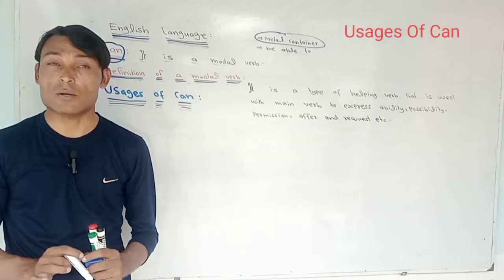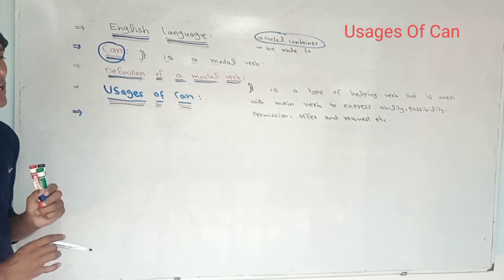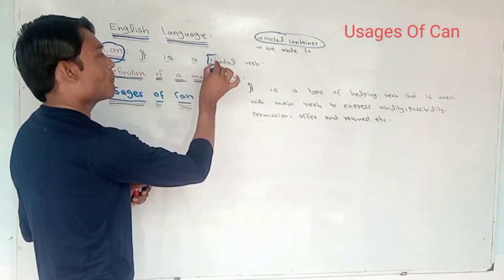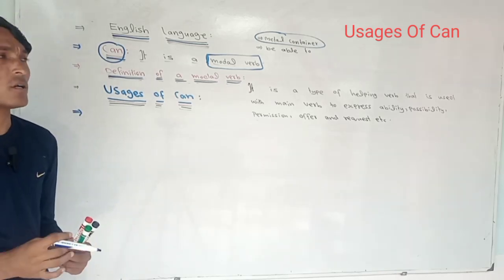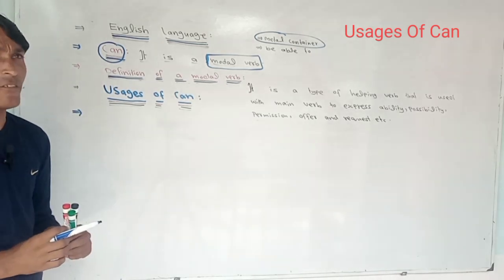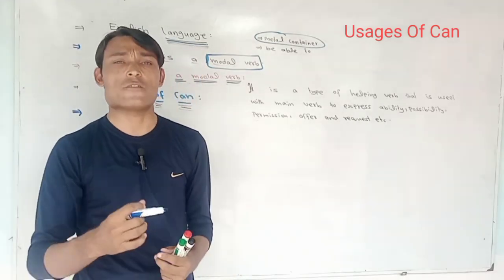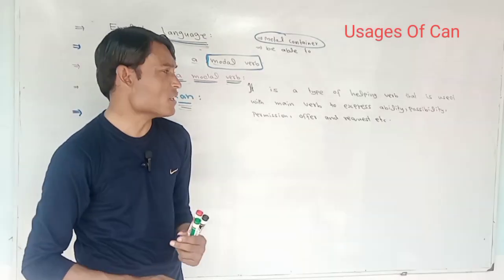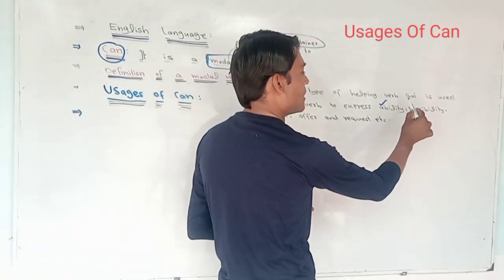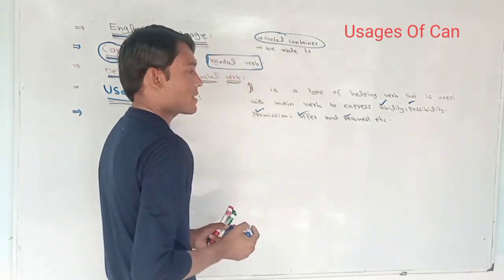Today we are going to learn about the grammar function of the word can. As we know, the word can is a modal verb. What does modal verb mean? Simply, it is a type of helping verb, or auxiliary verb, that is used with a main verb to express many functions, for example ability, possibility, permission, offer, request, etc.